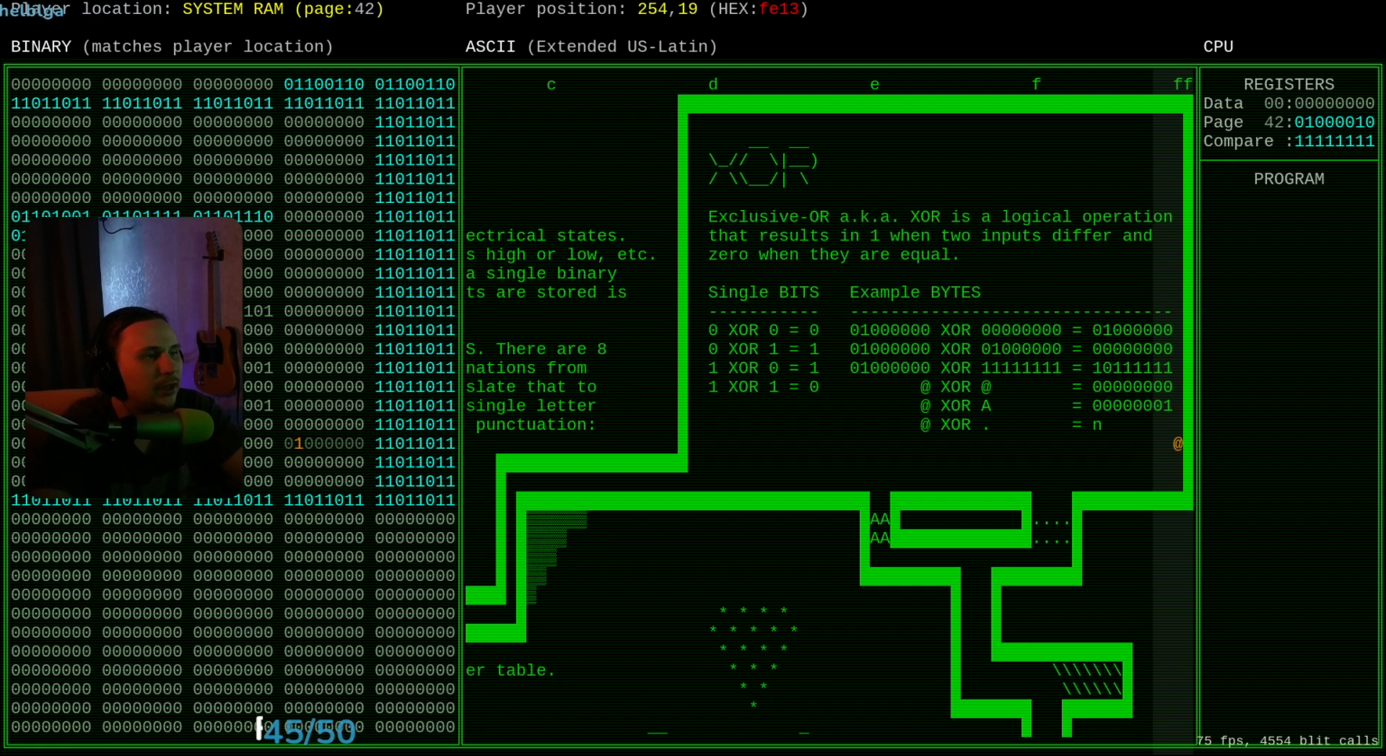Exclusive OR, also known as XOR, is a logical operation that results in 1 when two inputs differ and 0 when they are equal. Single byte bits. One.